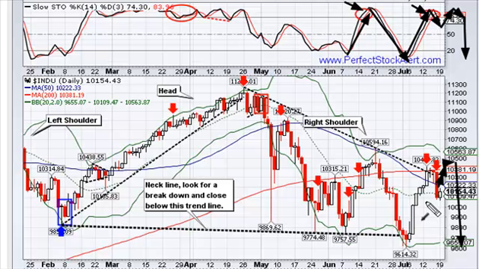Don't smother your positions. You know what the chart says, you know what the fundamental data says, play accordingly, all right? Very cool. One more item I would note about this chart.